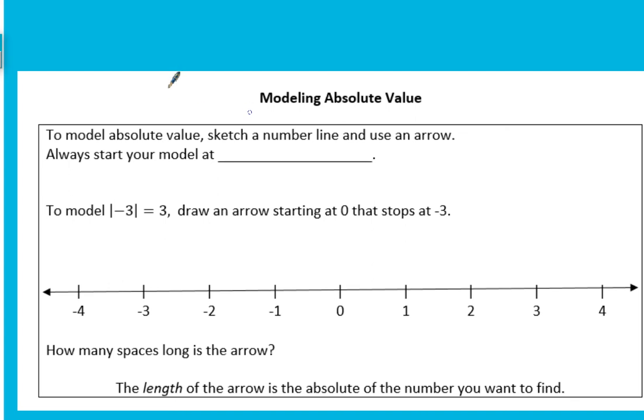We're going to continue our discussion about absolute value by looking at models of absolute value. So in order to model an absolute value equation, you first want to sketch a number line and then you're going to draw an arrow. We always want to start our model at 0.